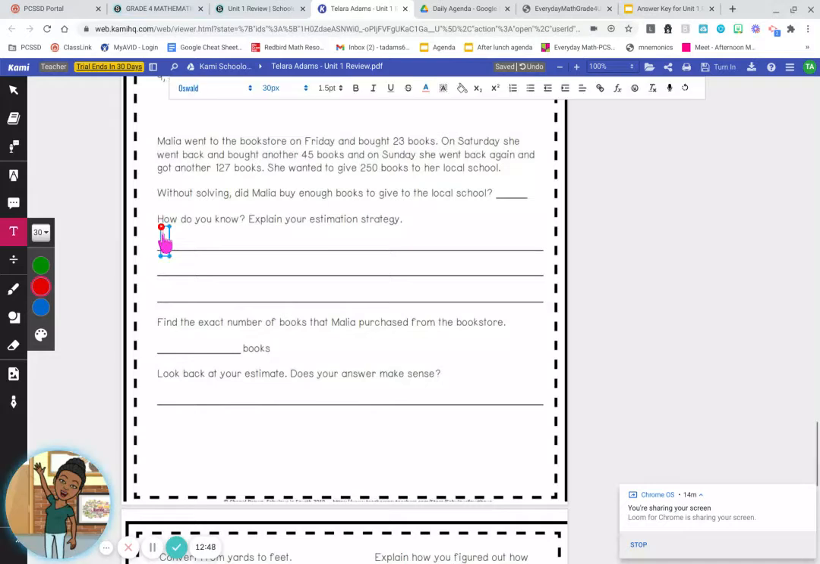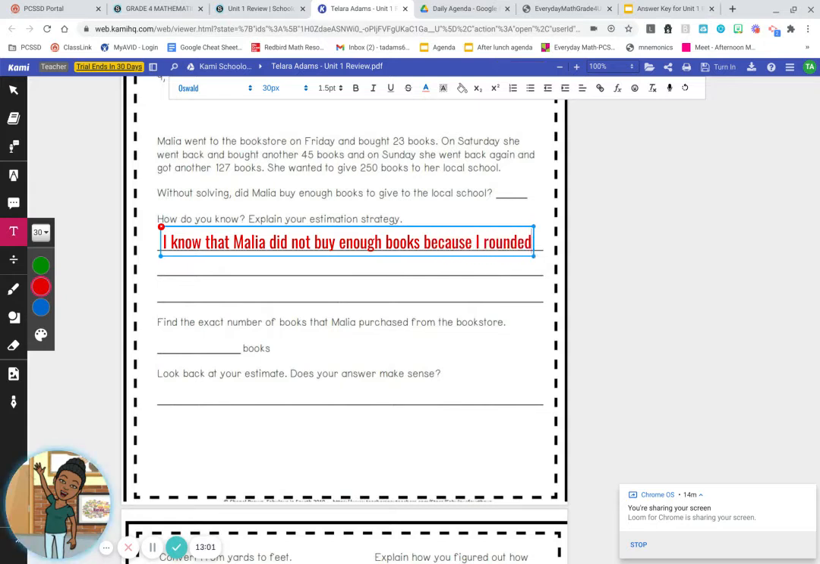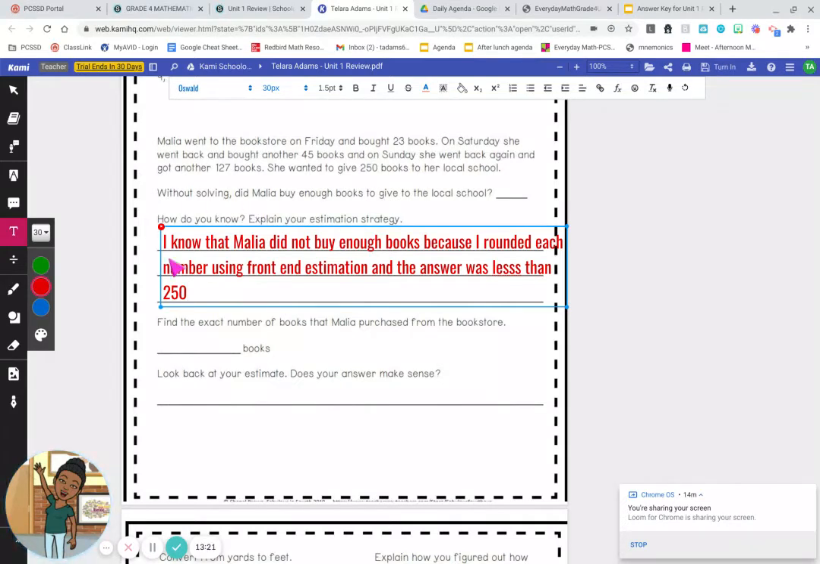What that looks like: I know that Malia did not buy enough books because I rounded each number using front end estimation, and the answer was less than 250. That's my answer. I use front end estimation. So I'm explaining why Malia did not have enough money.